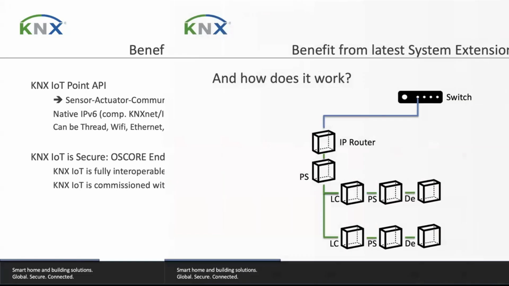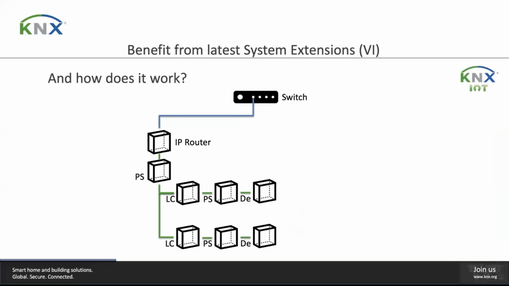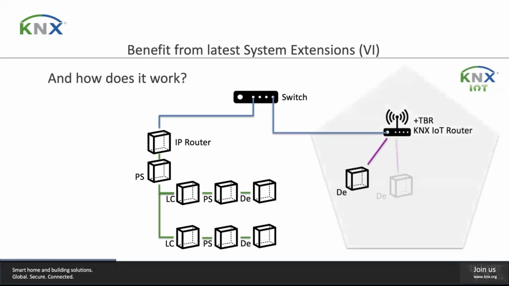So how does this actually work? Well, if you imagine a typical KNX installation now, where we've got some twisted pair devices, so we've got a couple of lines there with an area going through to an IP router, and that's connected to a switch. So that gives us some connectivity to the outside world, to some visualization, for example, or whatever else it might be. But we can connect our IoT devices to that as well.